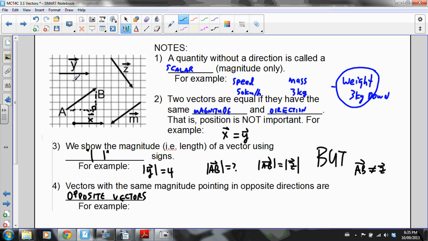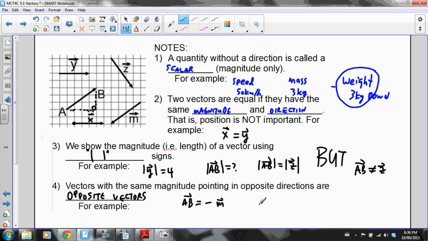So we said that x and y are equal, but where's a pair of opposite vectors? Well, we see AB and M are the same length, but they're parallel, pointed in the opposite direction. So I can say that AB is equal to negative M, and that means that these two vectors, AB and M, are opposites when I put a minus in there, okay?